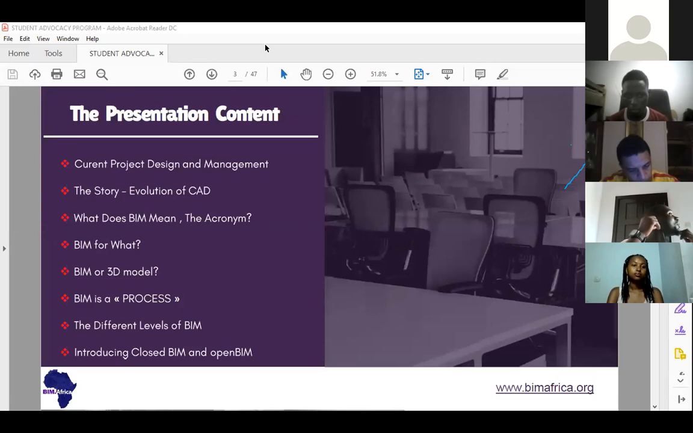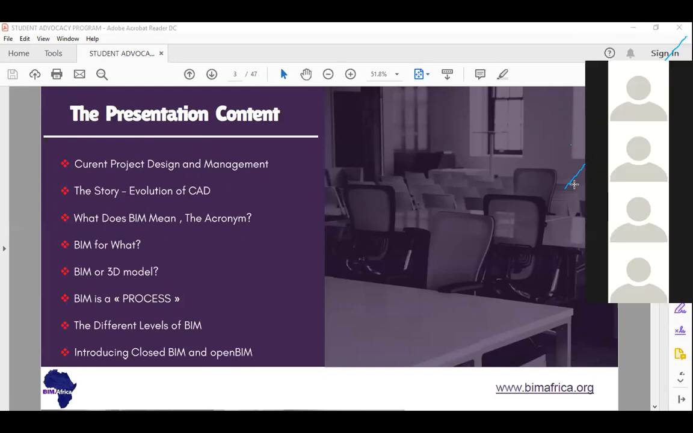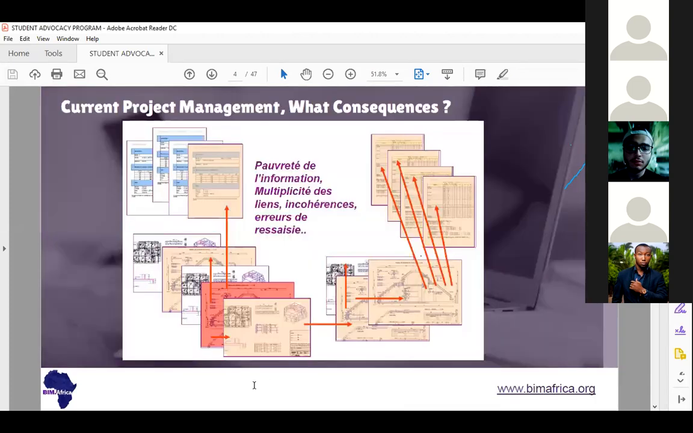Getting back to the current project management and what are the consequences. The current project management is, of course, as usual, the construction industry, where the architect makes the first designs, gives it to the engineer, the engineer gives it to the quantity surveyor. When there is any need for information, you always see them going traditionally: the architect needs to talk to the contractor, the finance, engineer, facility managers. They all want to talk to each other.